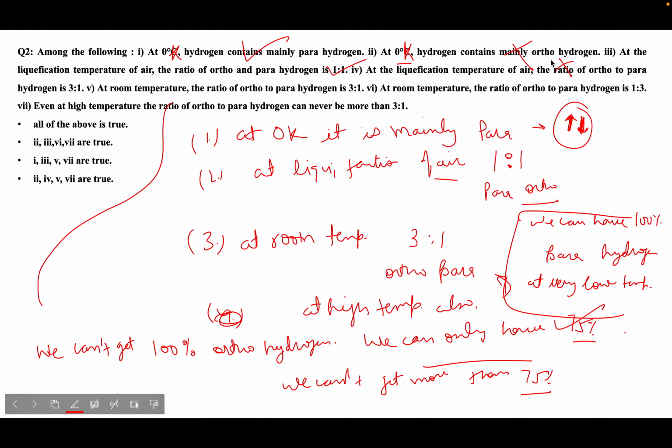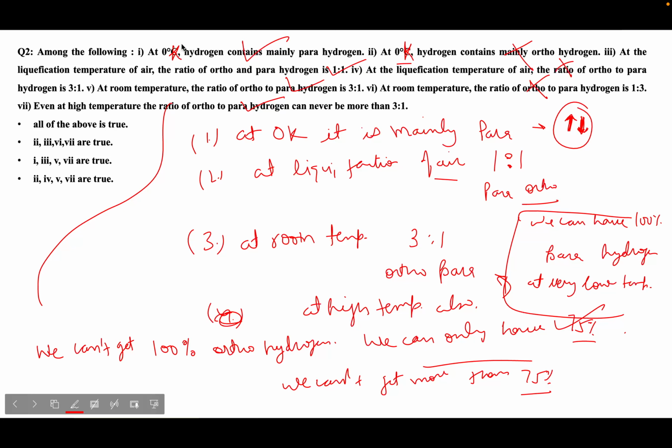At room temperature, the ratio of ortho to para is 3:1. This is correct. It is 3:1 only. At room temperature, the ratio of ortho to para is 1:3. No, this is not correct. This is 3:1, not 1:3. Even at high temperature, the ratio of ortho to para can never be more than 3:1. This is also correct. At high temperature also, this is only 3:1.